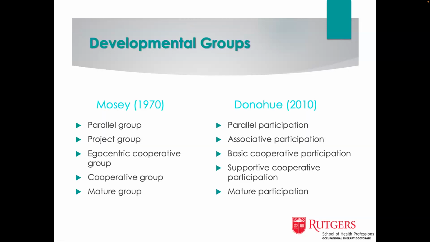Okay, then developmental groups. Some of the examples in the textbook are a parallel group and a project group. That project group is similar to what you guys have been doing in class, or what you are going to be doing when it comes to building the occupation-based kits. Parallel group is typically when everybody is doing similar things, but they're not necessarily doing them together.